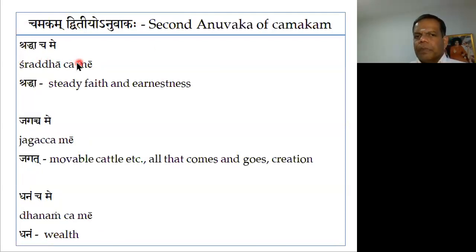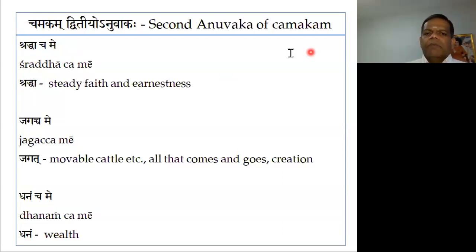Shraddha Chame. In terms of pronunciation, again, the second letter in this compound consonant, dha, is Mahaprana, aspirated, the fourth letter in the third varga. So it is said with some extra air: Shraddha Chame.